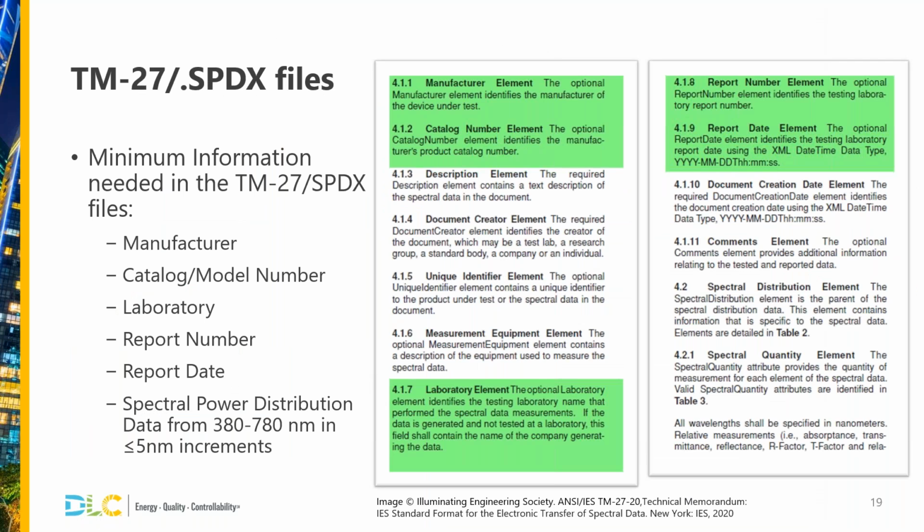All LM79 color reports must be accompanied by an SPDX file with data from the same test as the LM79 color report. The IES TM27 standard contains information on the SPDX file format. In this standard, there are a number of different elements that can be included. For the DLC review, we only require the elements noted here on the left. That is manufacturer, model number, lab, report number, date, and SPD data.